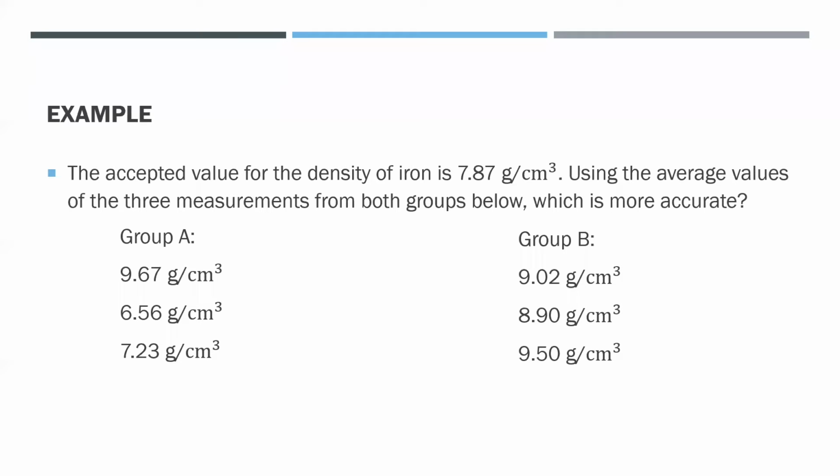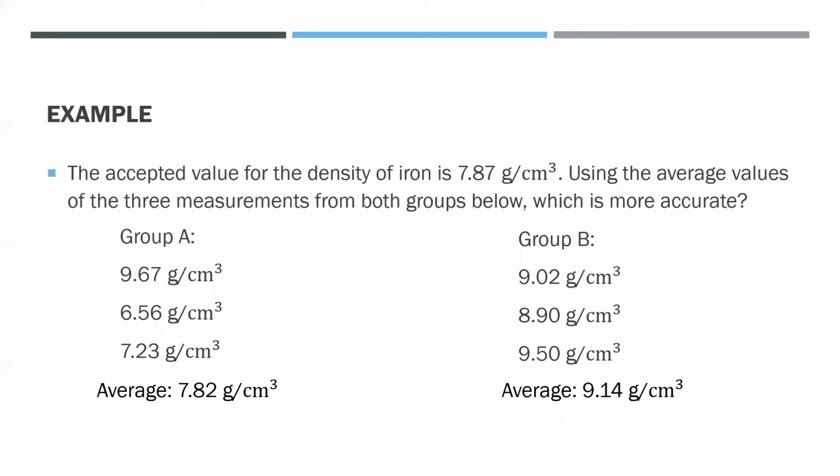When we add 9.67, 6.56, and 7.23 for group A, we get 23.46, which we then divide by 3, giving us an average of 7.82 for group A. For group B, we add 9.02, 8.90, and 9.50, giving us 27.42. When we divide by 3, we get 9.14 as the average.